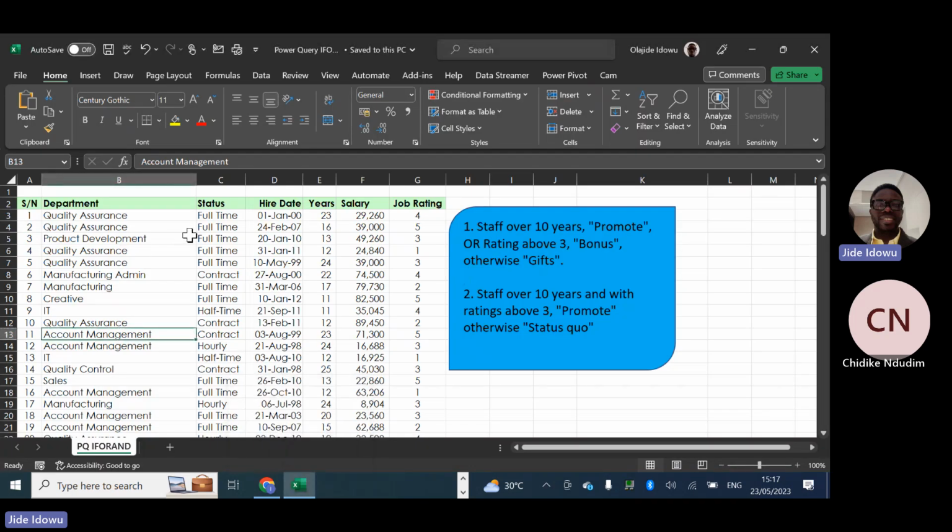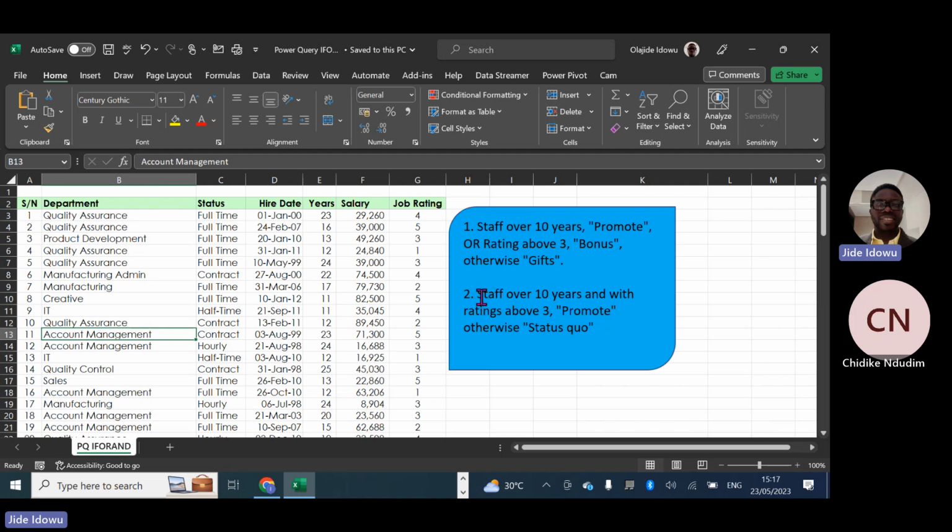So I quickly came up with this data set and these questions. Now, I have two scenarios. One, any staff that is over 10 years, promote the person based on this. Or if the job rating of the person is above 3, give them bonus. So anyone that does not meet either of these, then they can get gifts.